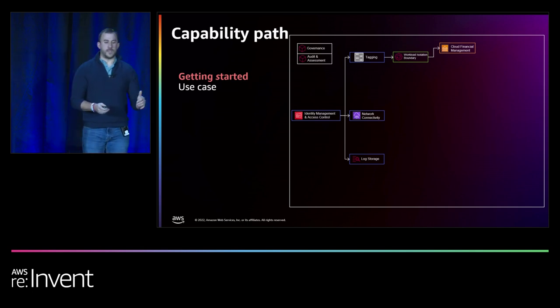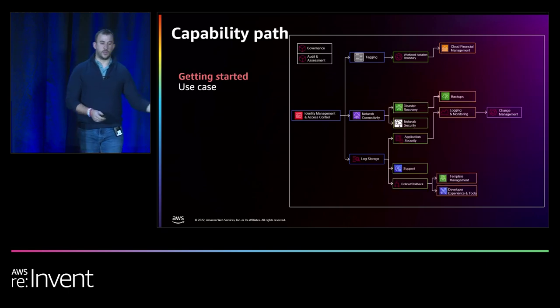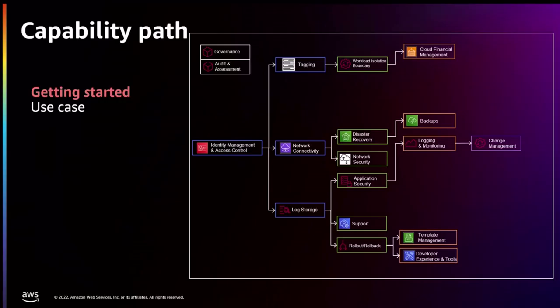And once you have this in place, then you continue your journey. Now you have a network, let's secure it. You have a log storage, let's make sure that all the security logs go to that log storage so you can build logging dashboards. Now that you're deploying workloads, what's your disaster recovery strategy? How do you make sure that you have the right things in place, the right mechanisms, to ensure that every time you do a backup, you can restore it?